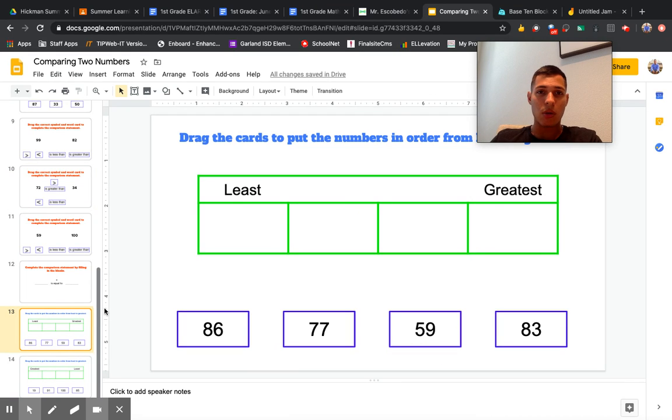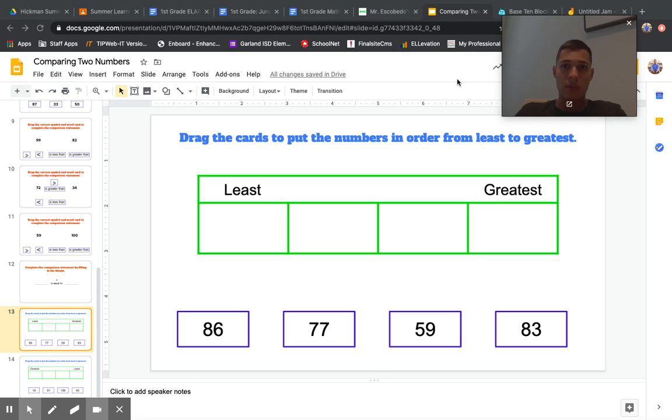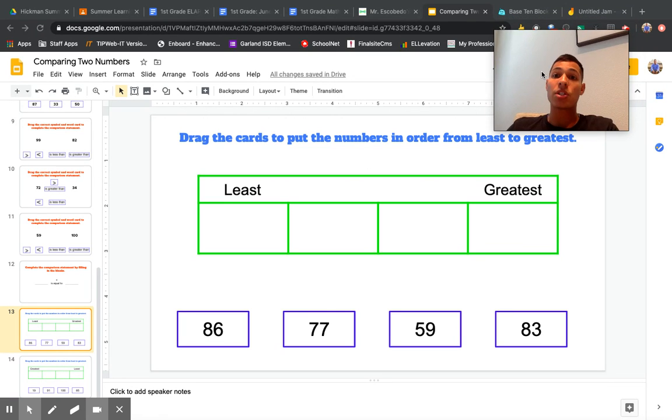Here we go. So now it says, I gotta move this up a little bit. Drag the cards to put the numbers in order from least to greatest. This is new. From least to greatest. We know least means smallest, right? We know greatest means bigger, a bigger number, right? So we need to go from our smallest number to our biggest number, placing them in these boxes.